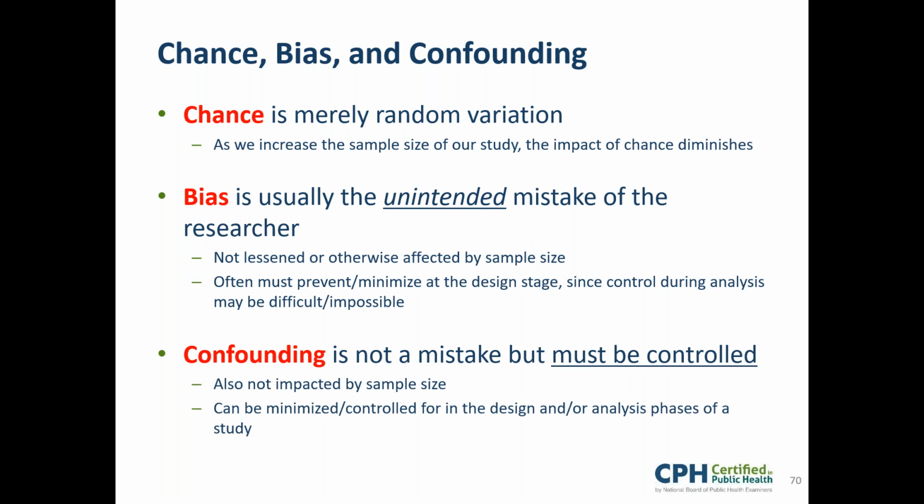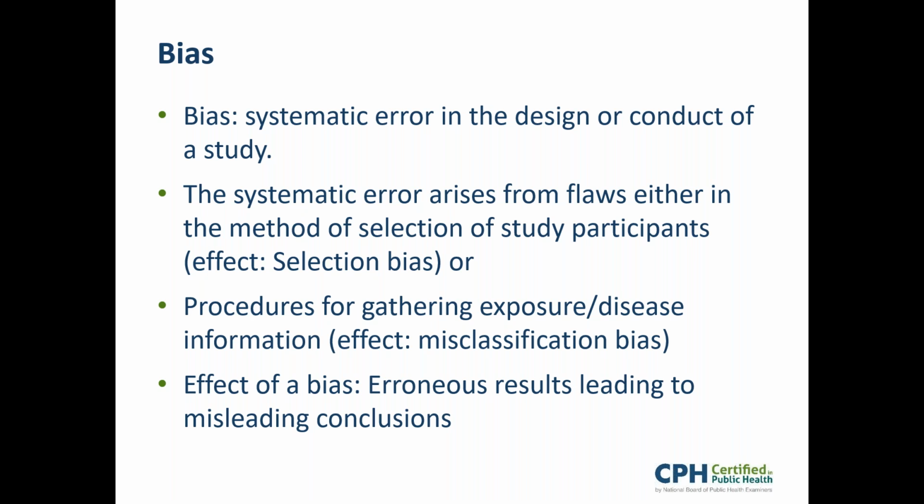We'll get into these in a little more detail. So bias, as I mentioned, is a systematic error in the design or conduct of the study. The error arises from flaws in either the method of selection of study participants, so that's selection bias. Perhaps you selected study participants in such a way that it really impacts your results by disease status or location or some other factor.